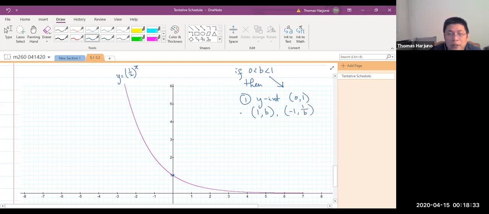In this case, that's (1, 1/2) and (-1, 2). These are three important coordinates.